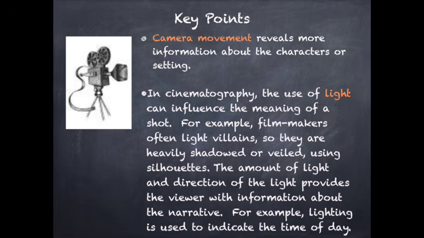In cinematography, the use of light can influence the meaning of a shot. For example, filmmakers often light villains so they are heavily shadowed or veiled, using silhouettes. The amount of light and direction of the light provides the viewer with information about the narrative. For example, lighting is used to indicate the time of day.